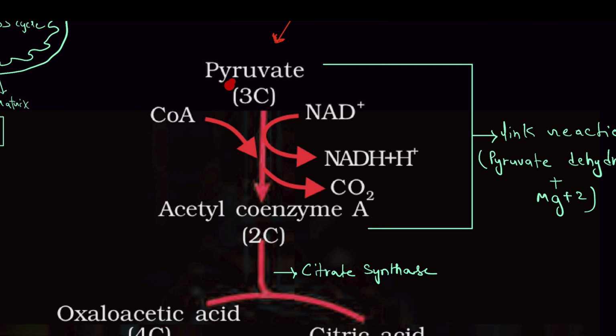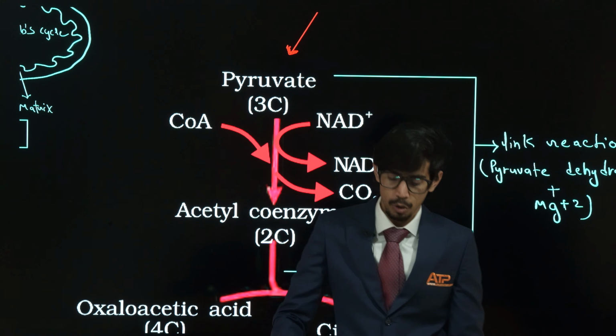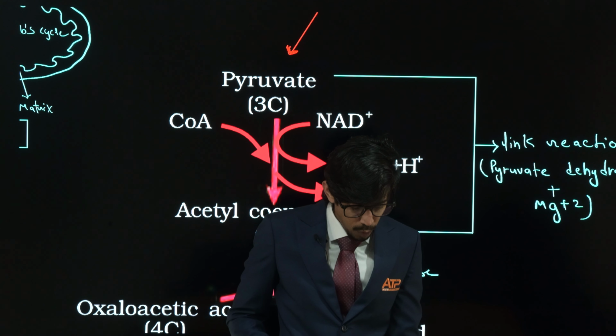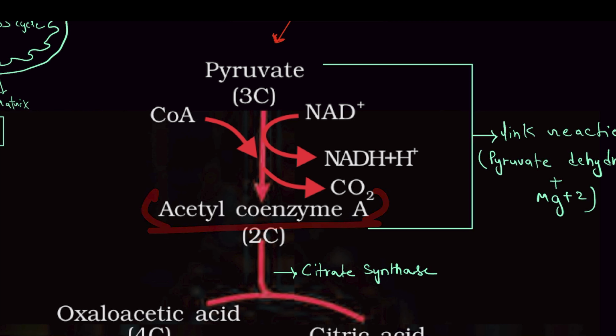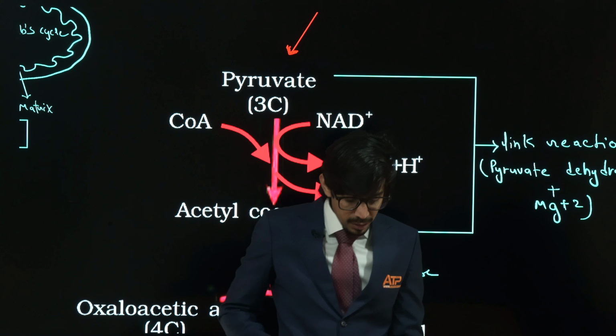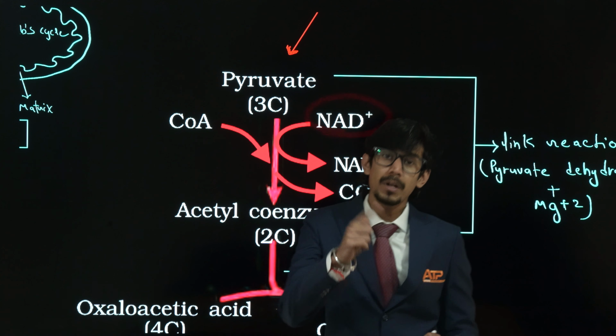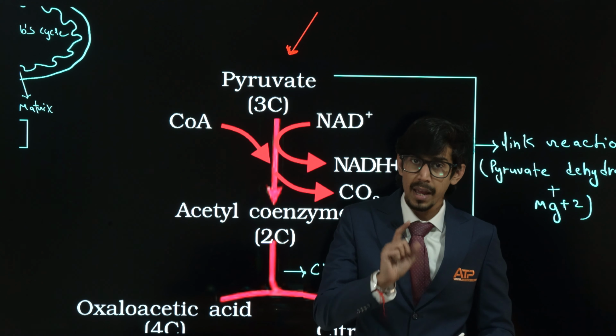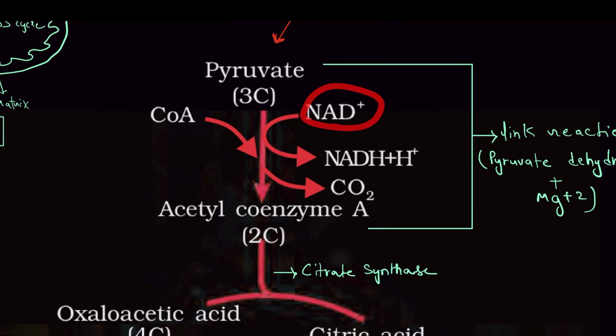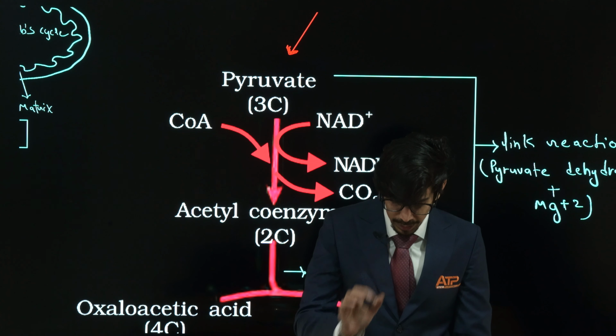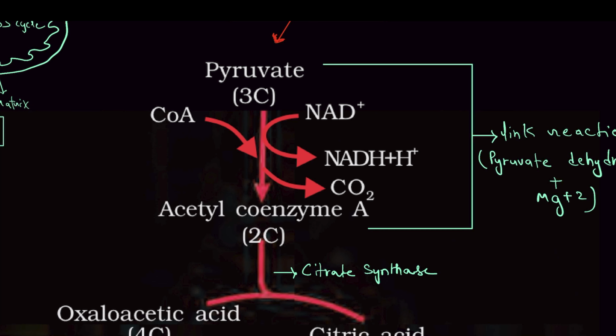This is basically an oxidation reaction which is taking place. So pyruvate is getting oxidized to what? Acetyl coenzyme A, in the presence of NAD+. NAD+ here gets reduced to form what? NADH. And a very important thing that you can see here is that when pyruvate is getting converted into acetyl coenzyme A, a molecule of carbon dioxide is also released.